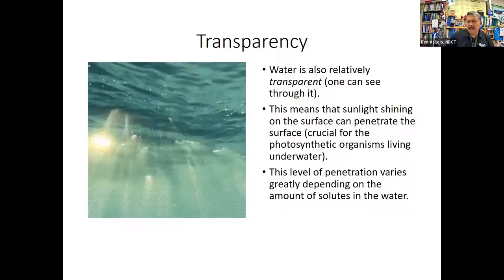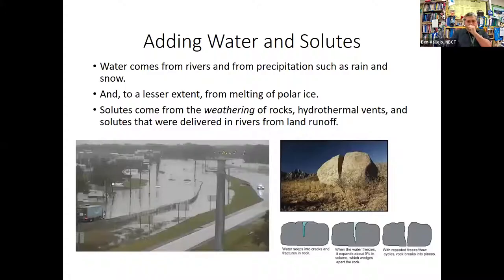Or how deep the light goes, how far the light can penetrate. So obviously if you have cloudy water with a lot of dissolved minerals, the light is not going to go through as deep. Where do those minerals come from? Those minerals come from the continents.